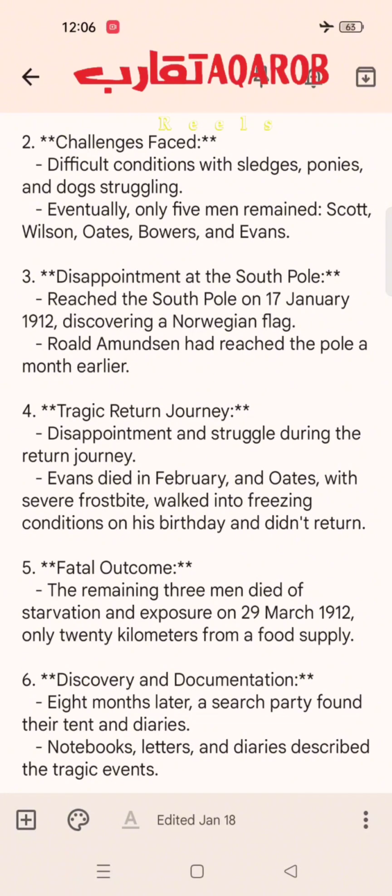Number 2. Challenges faced. What are the challenges that face the crew? Difficult conditions with sledges, ponies, and dogs struggling. Eventually, only 5 men remained: Scott, Wilson, Oates, Bowers, and Evans.